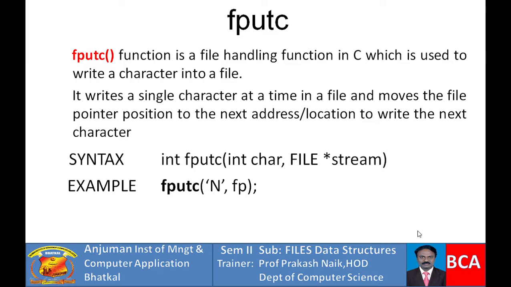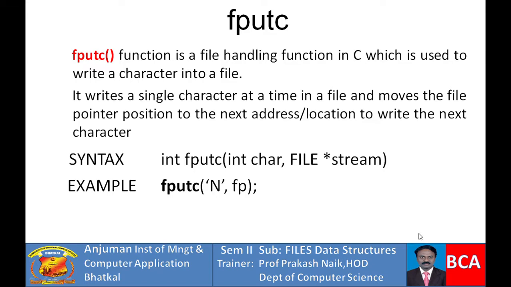Syntax: fputc(int char, FILE *stream). You can see the example on the computer screen: fputc(n, fp), where n is the character that is to be written to the file and fp is the file pointer to which the file name is assigned.